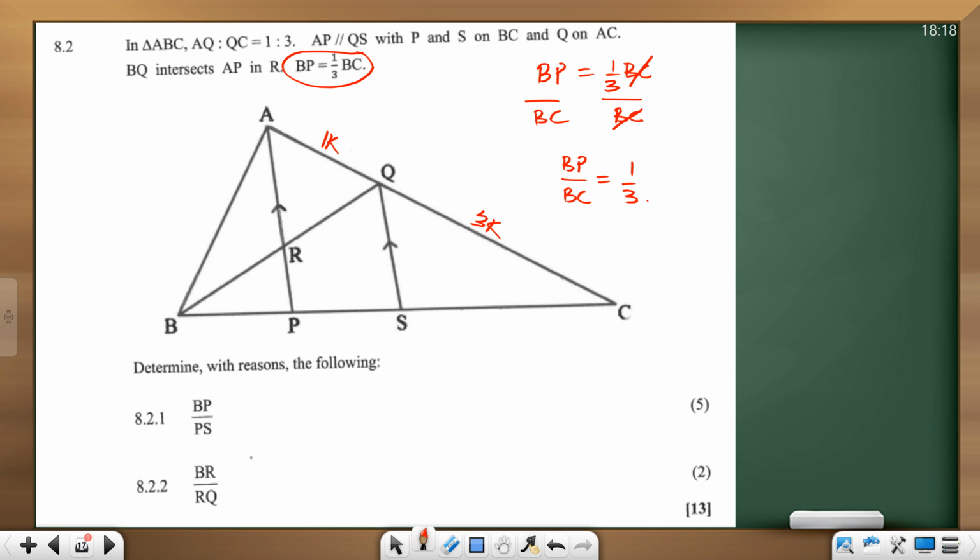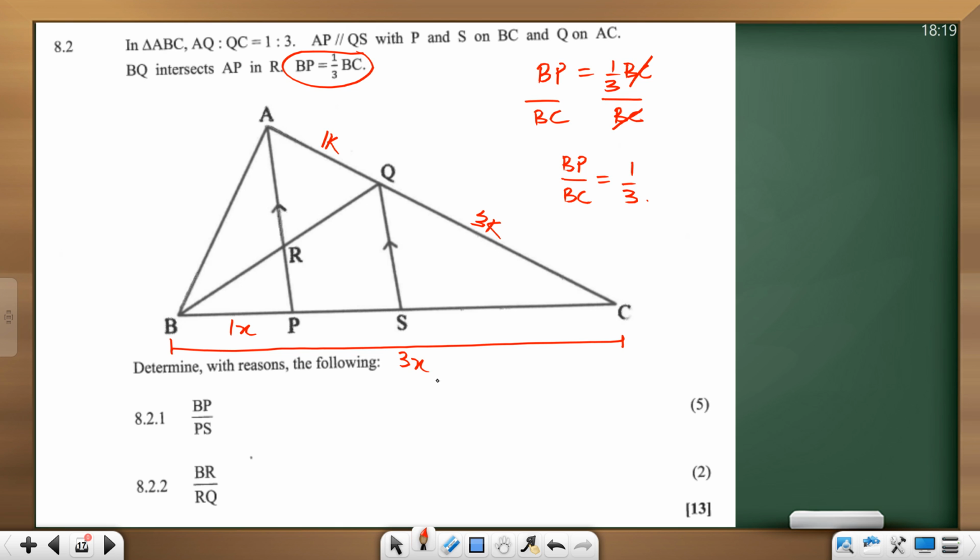1 over 3. So BP and BC, we can use a different letter. BP is 1x, and my BC is 3x. So that's the first thing that we needed to sort out. Now we know that there are triangles and proportionalities that we are going to work around. Let's check what the first question says. It says we should find BP over PS. Interesting, 5 marks.